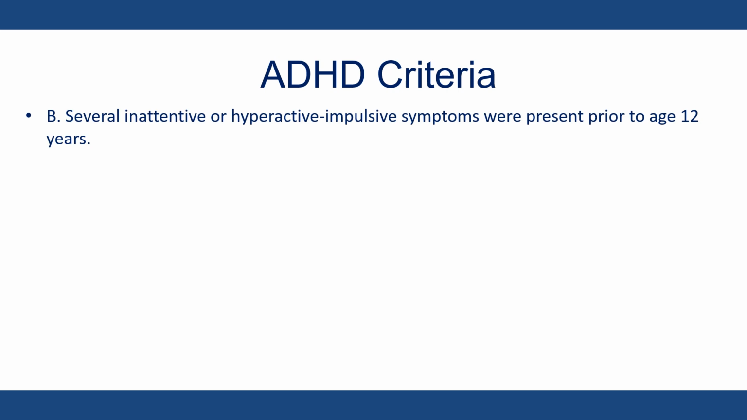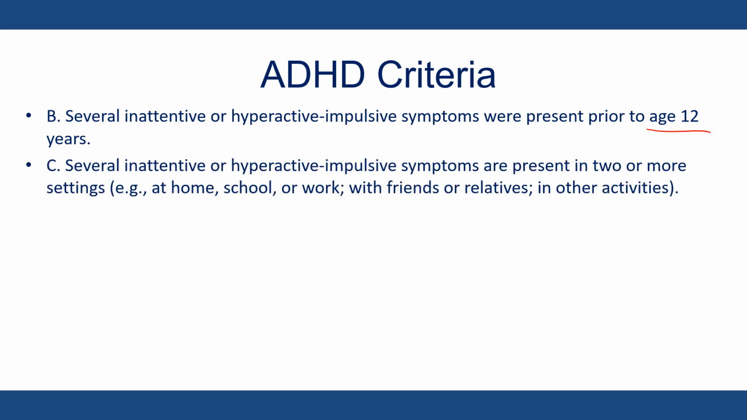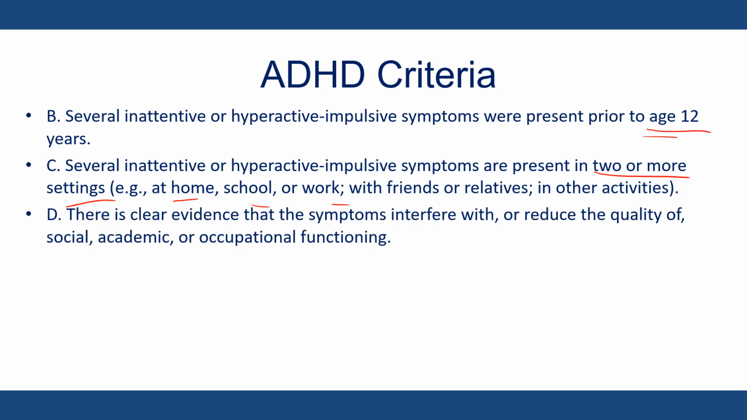All right, and here's the disclaimer: you have these symptoms, they were present, I should say, prior to age 12. So if you have a child who's a 17-year-old, make sure the symptoms were present before age 12. It's okay to diagnose them later on, but the symptoms have to be present before. All right. And again, it has to be in 2 different settings: home, school, work. We talked about that. There's clear evidence that the symptoms interfere with or reduce quality of life.